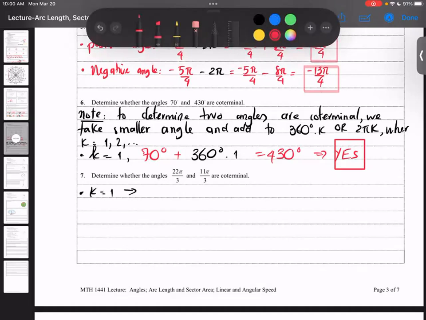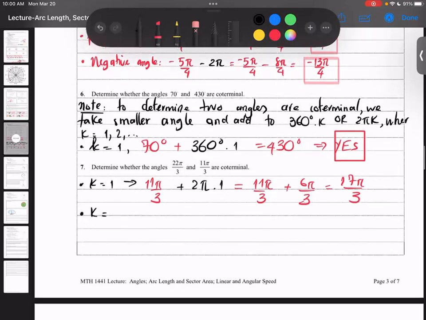So I have 11 pi/3 because it's the smaller angle, plus 2 pi. You don't want to use 360 degrees, right? Because we start out with radian. 2 pi times 1. 11 pi/3 plus 2 pi is the same thing as 6 pi/3, so that's 17 pi/3. It's still smaller than 22 pi/3, so I'm going to keep going. If it's smaller, you keep going until it's equal or past it, then you stop and conclude.